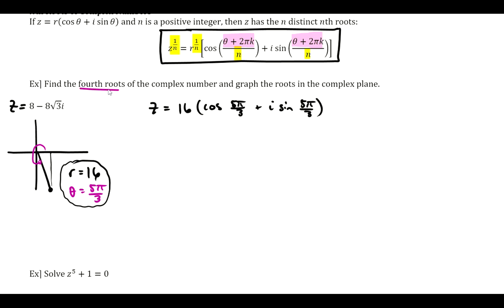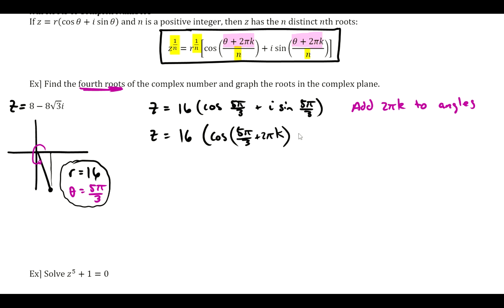But again, we're finding a root. That means I need to add 2 pi k to the angles. And then now let's rewrite it. So z is equal to 16 cosine of 5 pi thirds plus 2 pi k plus i sine of 5 pi thirds plus 2 pi k. So it looks something like this. All right, we've got our big old scenario set up there.